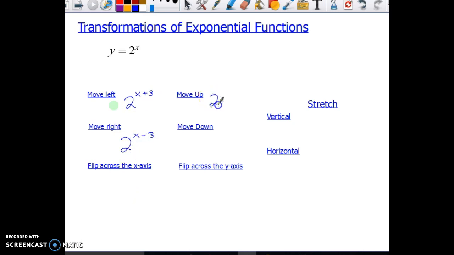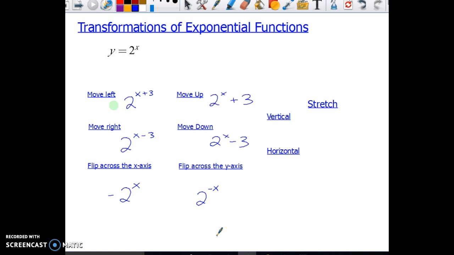If you want to move something up versus moving something down. Okay, so if we have those rules down, you can see the difference between where I'm putting that plus or minus 3. If you want to flip something across the x-axis, we're going to make the whole function negative. If I'm going to reflect something across y, I just make the x negative.